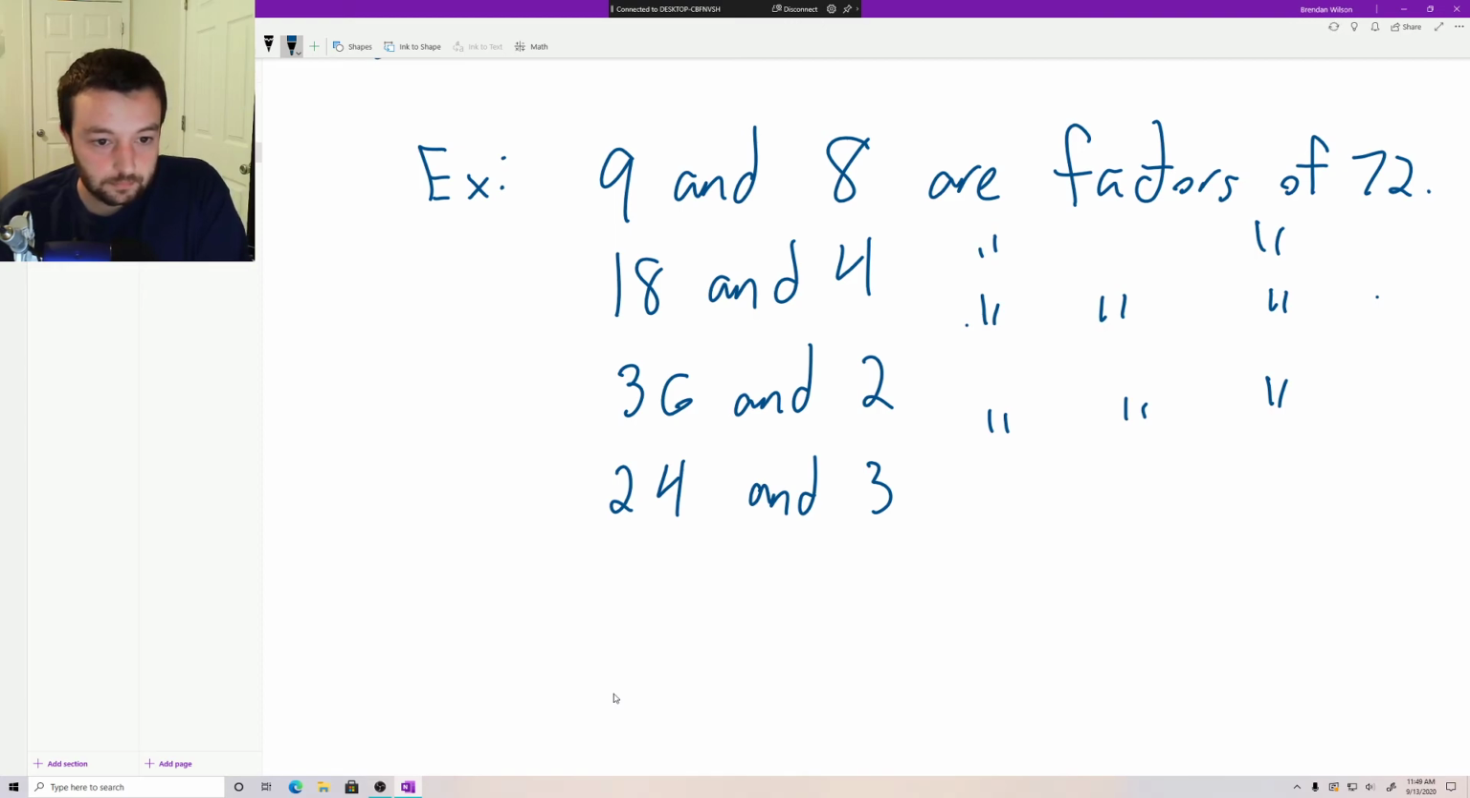So you can see 72 has a bunch of different factors here. In the next section, we're going to talk about prime factorization. So we're going to break it down into all of its factors using factor trees. We're not going to do that quite yet.